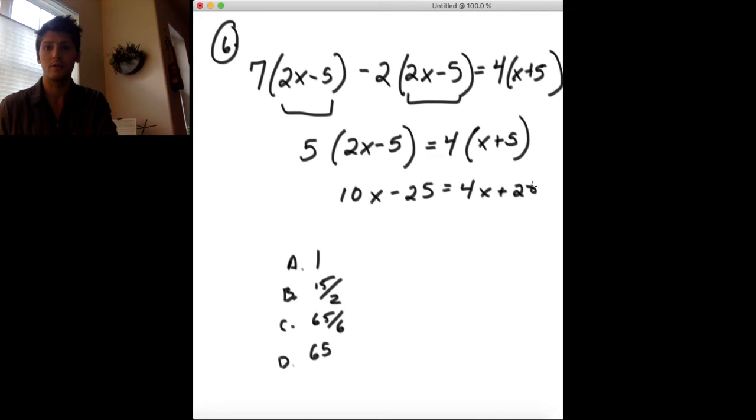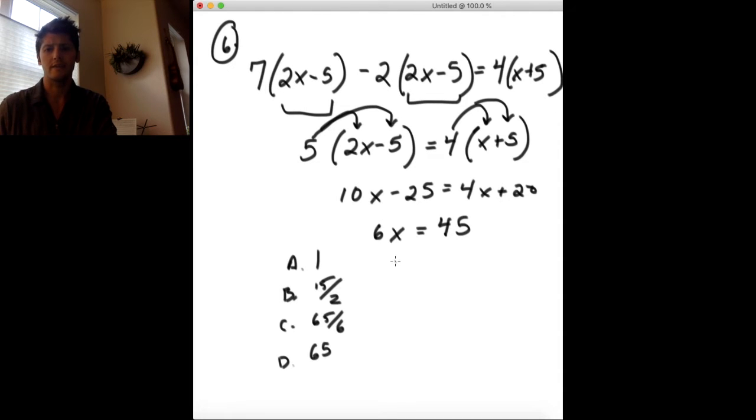I want to reiterate, when you're about to do distribution, or when you recognize that distribution is part of a question, know that that's a very common mistake. By highlighting that it's a common mistake, we're likely to avoid the mistake itself. If we finish this out, we'd subtract 4x from both sides and get 6x. We'd add 25 to both sides and get 45.